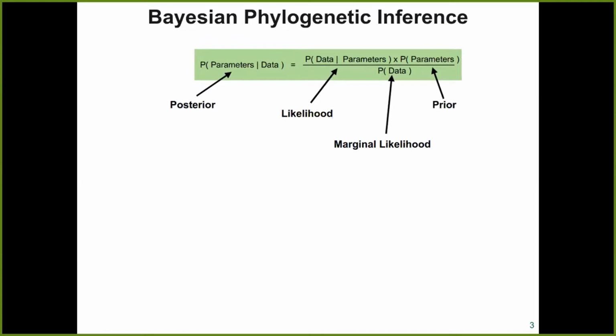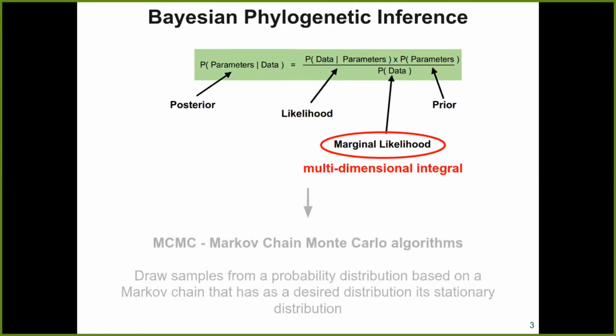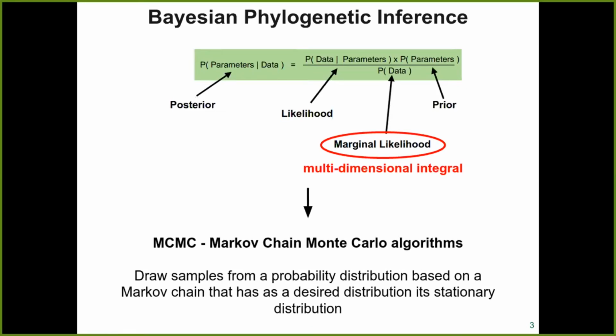But there's a problem, and that is this marginal likelihood is a multidimensional integral, and we cannot solve this analytically. To overcome that, we use Markov chain Monte Carlo algorithms. So we draw samples from a probability distribution based on a Markov chain that has a desired distribution, a stationary distribution. And by Markov chain, we mean that the current state depends only on the exact previous state.